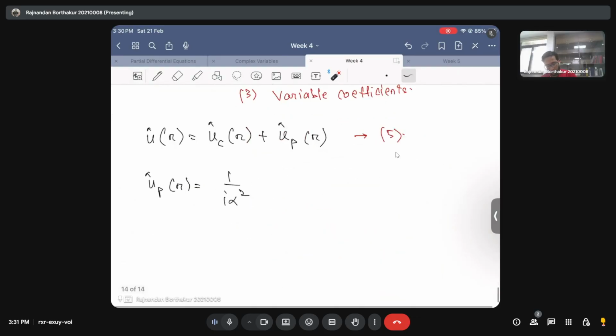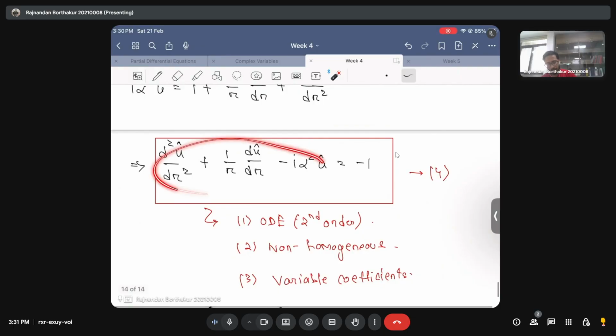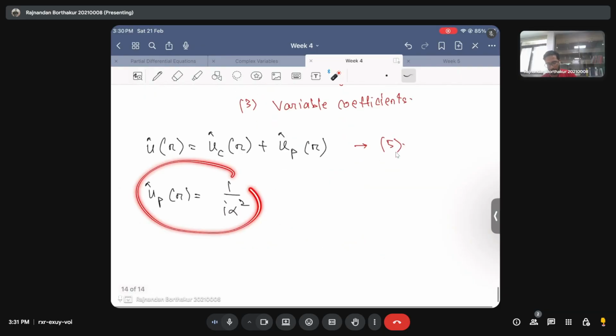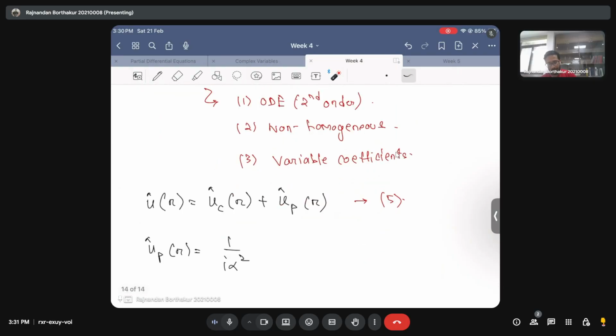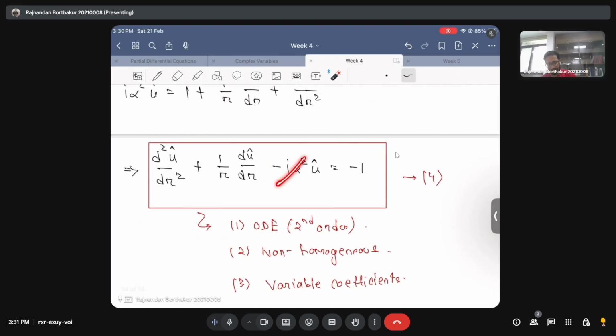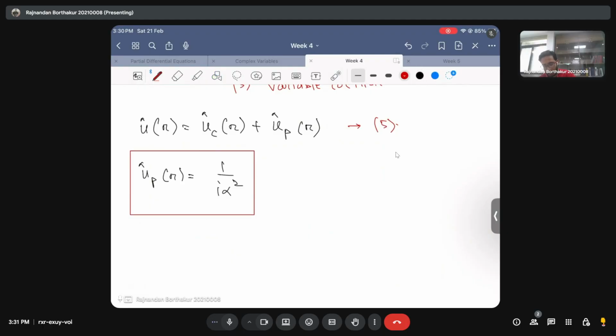See, this is true because you know that u_p is going to satisfy the entire ODE. So take this u_p and just substitute it here. You will simply get that this is true. This is just going to be 0, this is also going to be 0, and I know that this is minus 1 by i alpha squared, which means this will just get cancelled. And I have minus 1 equal to minus 1, and indeed the equation is satisfied. So luckily, just by inspection I can calculate the particular integral in this problem.